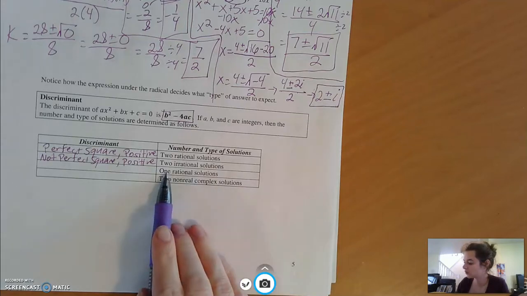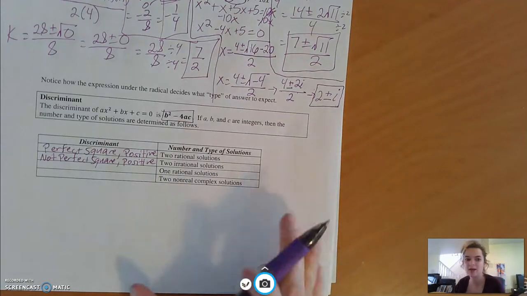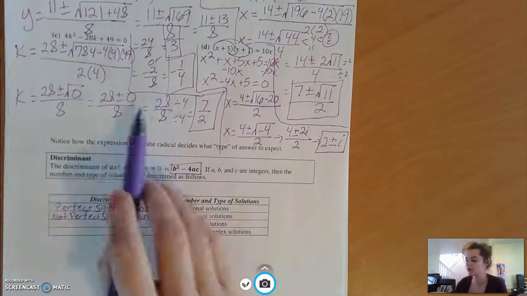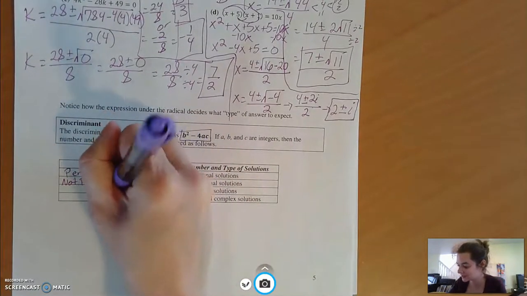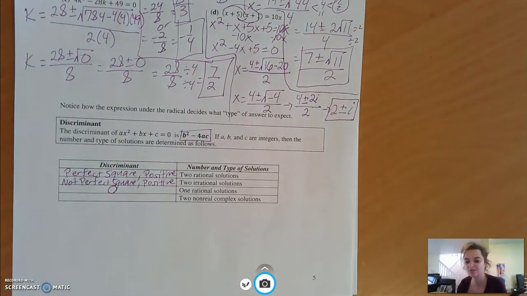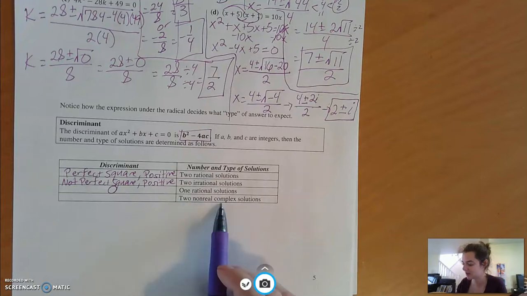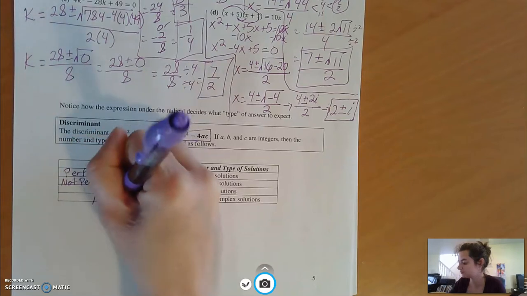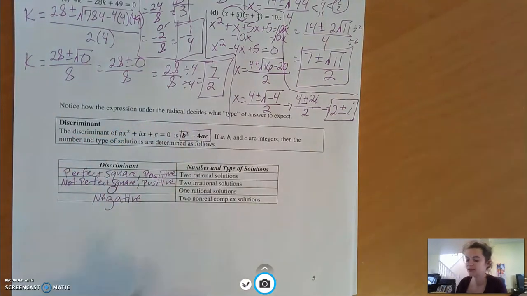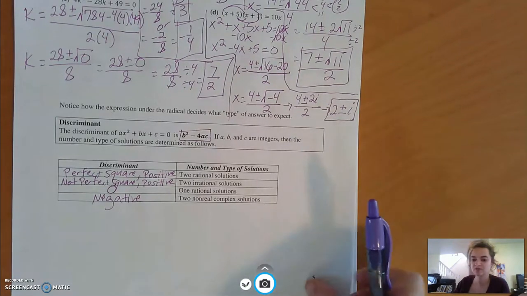The only way that we're going to get one rational solution was like what happened in part C, where we had the square root of 0, which gave us a 0. So if your discriminant is exactly 0, you're only going to have one answer. And the last thing is to get imaginary solutions or non-real solutions. That's when your discriminant is negative. So if you look at that b squared minus 4ac, you can tell exactly what kind of answers you're going to get, which is helpful. Let's do some examples of that.